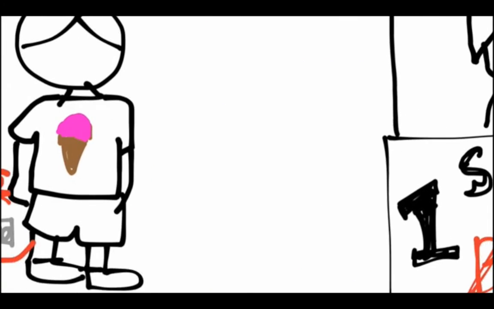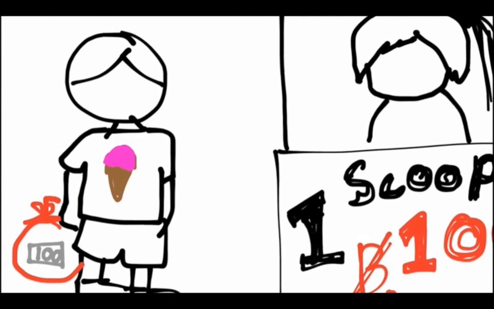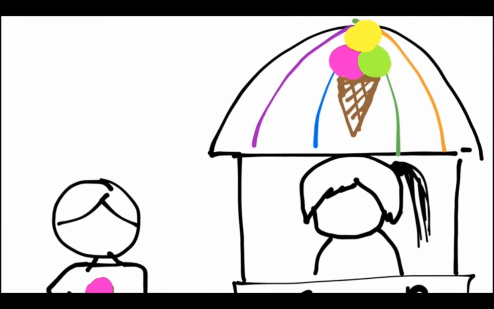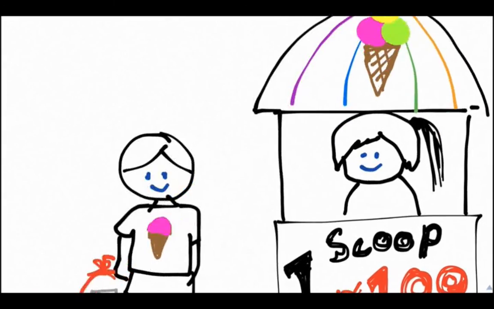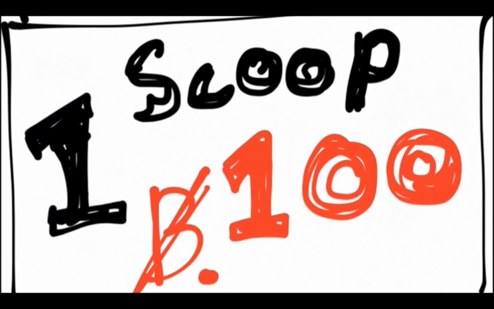Oh look, it's Mr. A. He's an ice cream lover. He comes here every week to buy a scoop of ice cream. Let's make him look happy. Look at the price of an ice cream. One scoop is 100 baht. And Mr. A also has 100 baht as well.